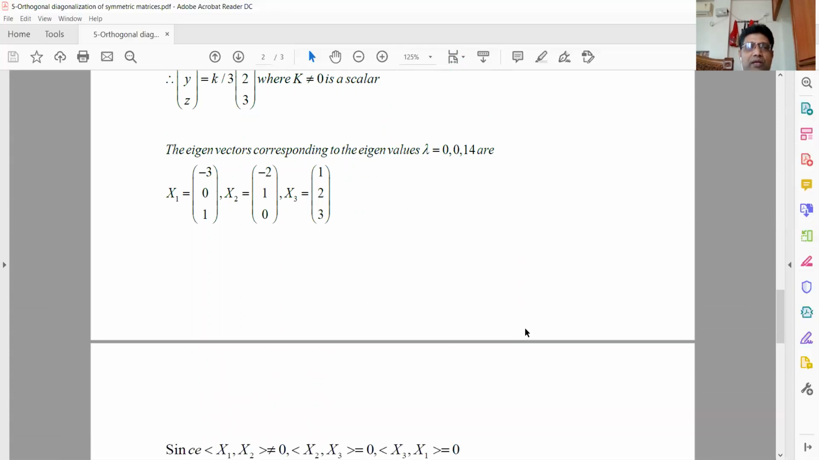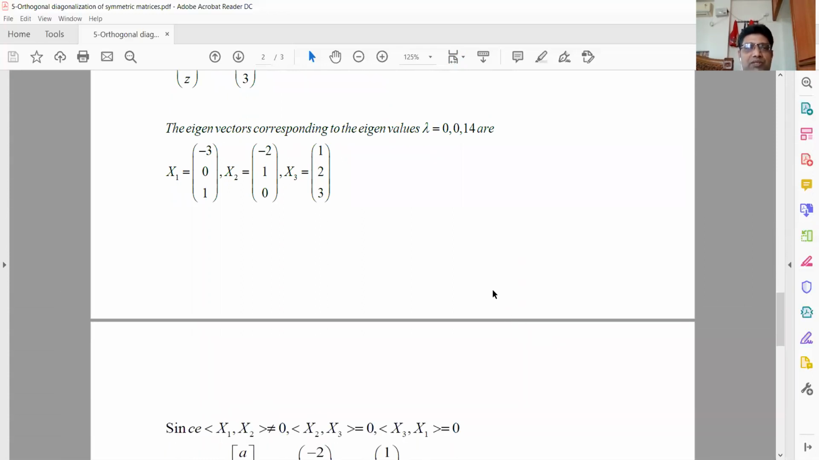Once you have the eigenvectors, in the previous sessions we have seen that we directly construct the modal matrix P by taking these three column vectors as the first column, second column and third column. But here, because we want the orthogonal diagonalization, first of all these three vectors must be orthogonal to each other.